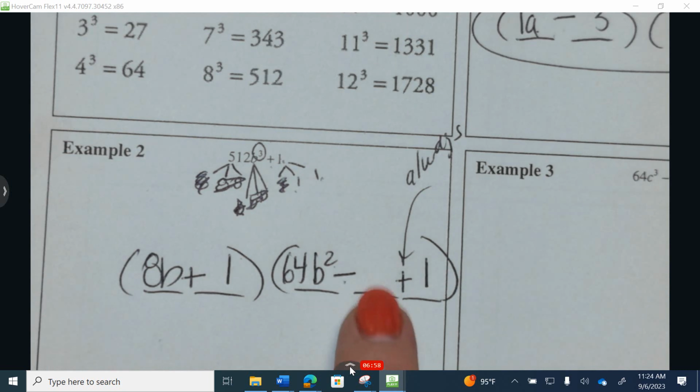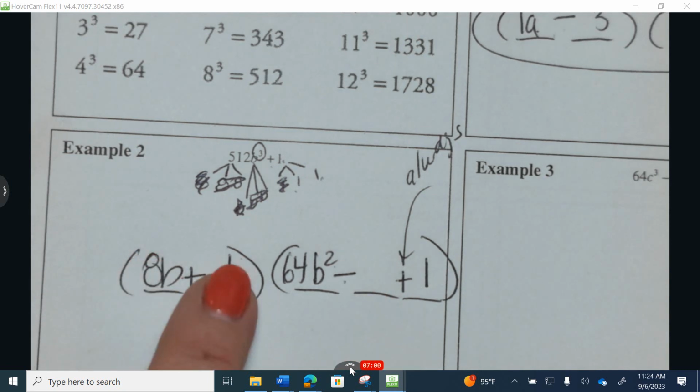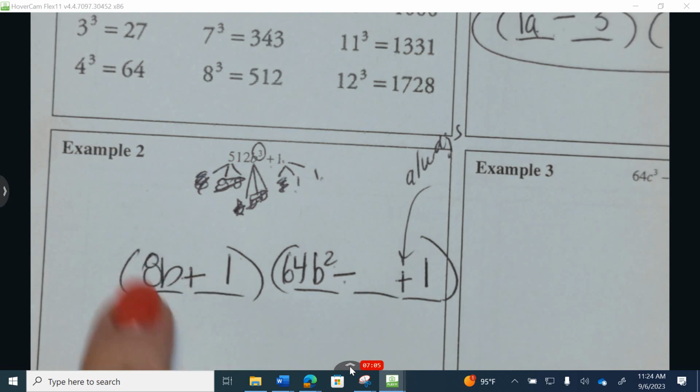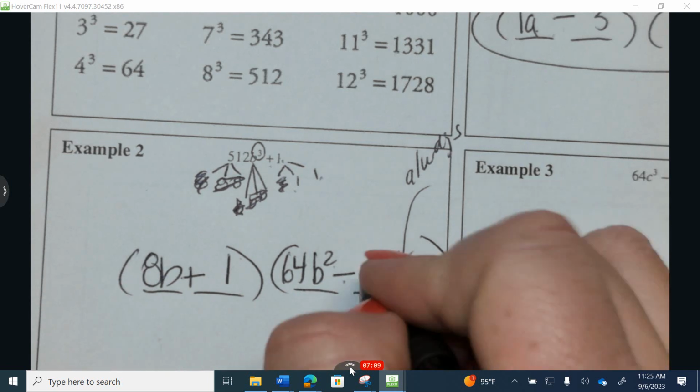Now, what do I do about this middle term? I'm going to multiply the 2 front terms. 1 times 8 is 8. We don't have to worry about the symbol. 1 times 8 is 8 with a b.